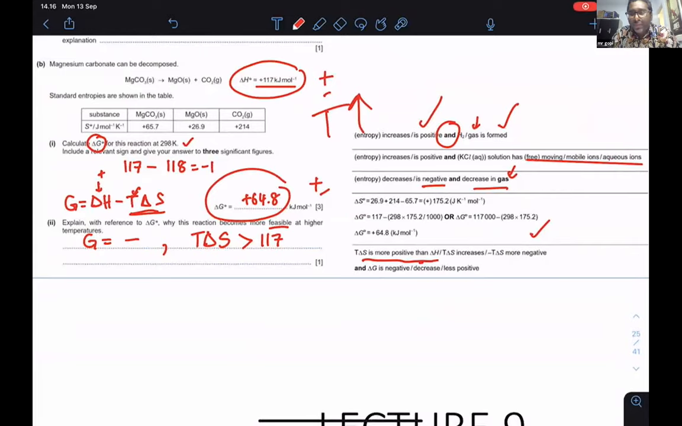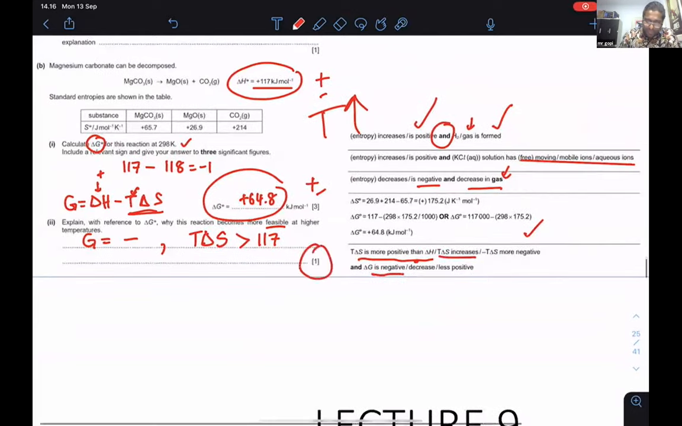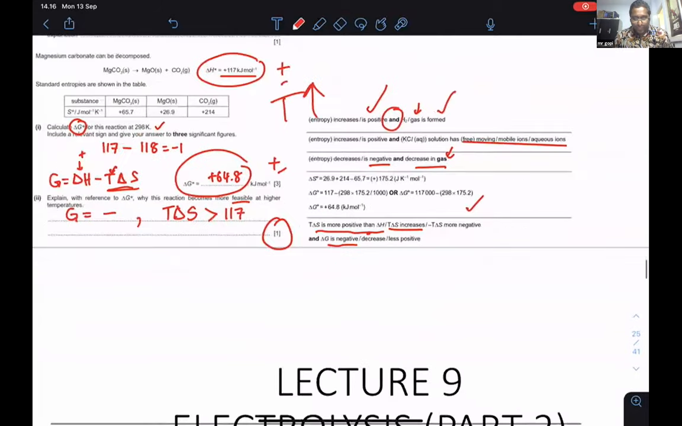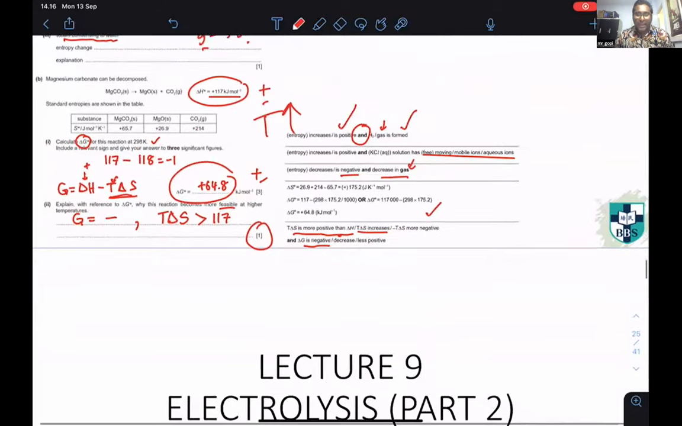Once you mention that it is going to be increasing, your Gibbs free energy is negative, that is going to give you the one mark. This is what you need to know. So that is for the entropy change and the Gibbs free energy.